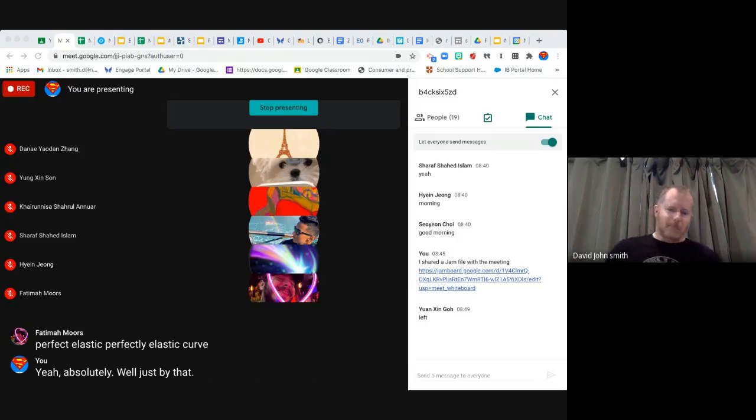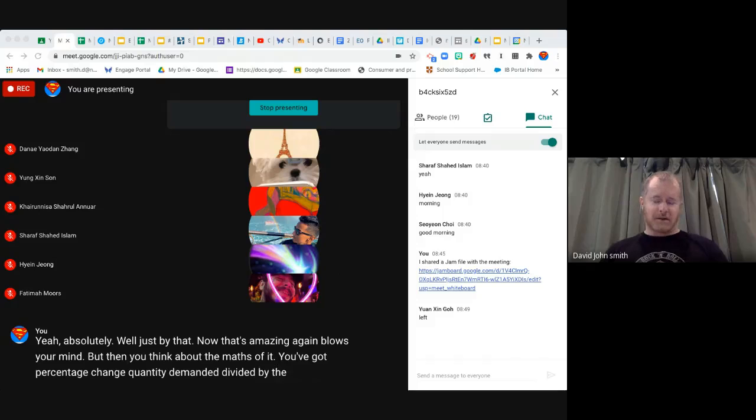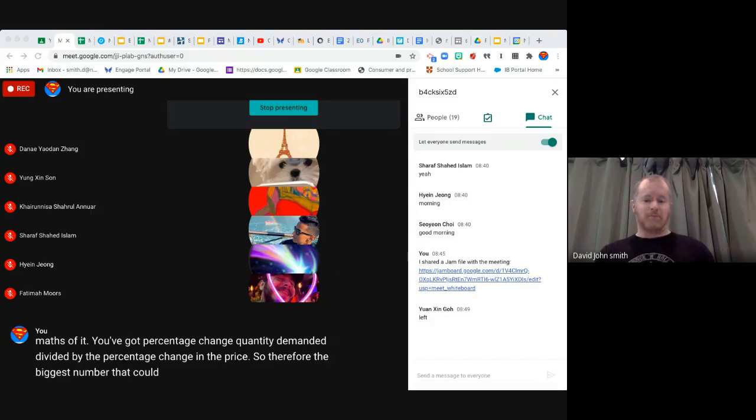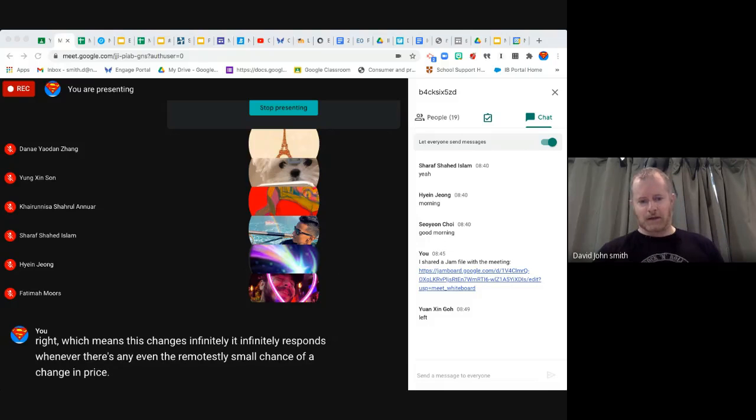Now that's amazing. Again, blows your mind. But then you think about the maths of it. You've got percentage change in quantity demanded divided by the percentage change in the price. So therefore, the biggest number that could possibly be would be infinity. All right? Which means this changes infinitely. It infinitely responds whenever there's even the remotely small chance of a change in price. It just goes kablam, kablam. Oops, sorry, moved it. All right, kablam, kablam.